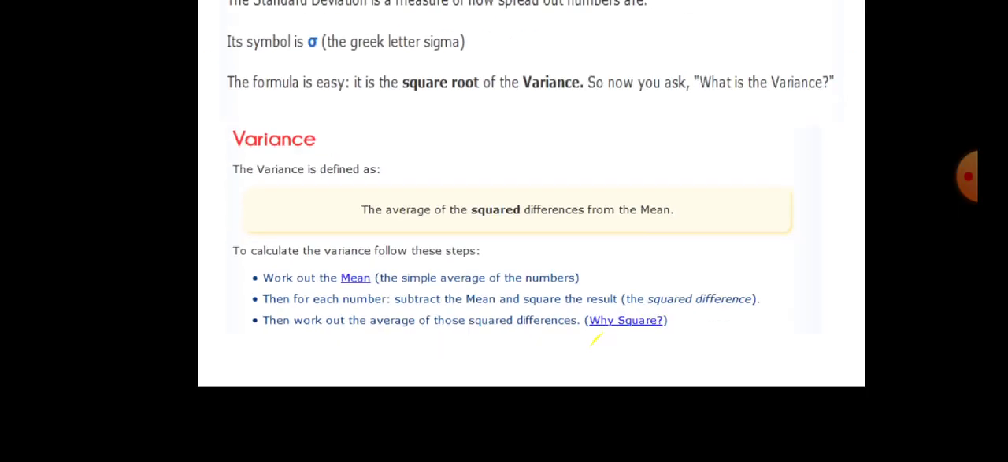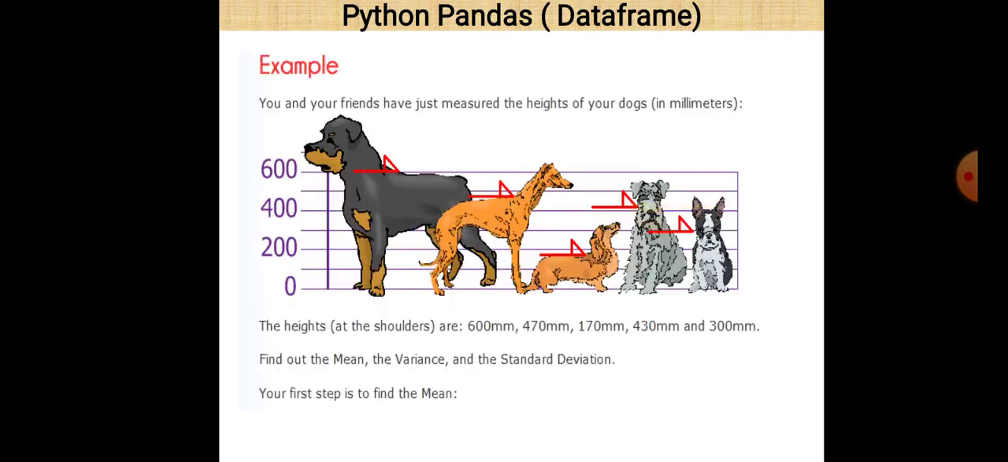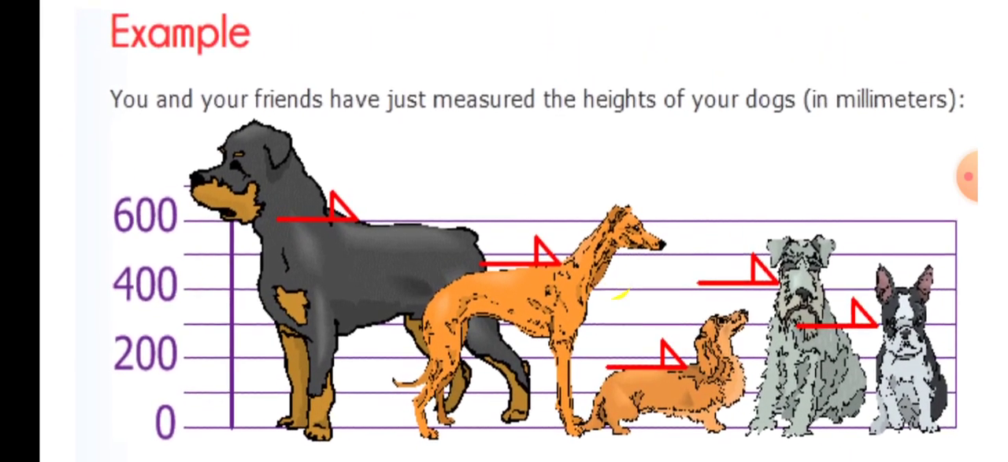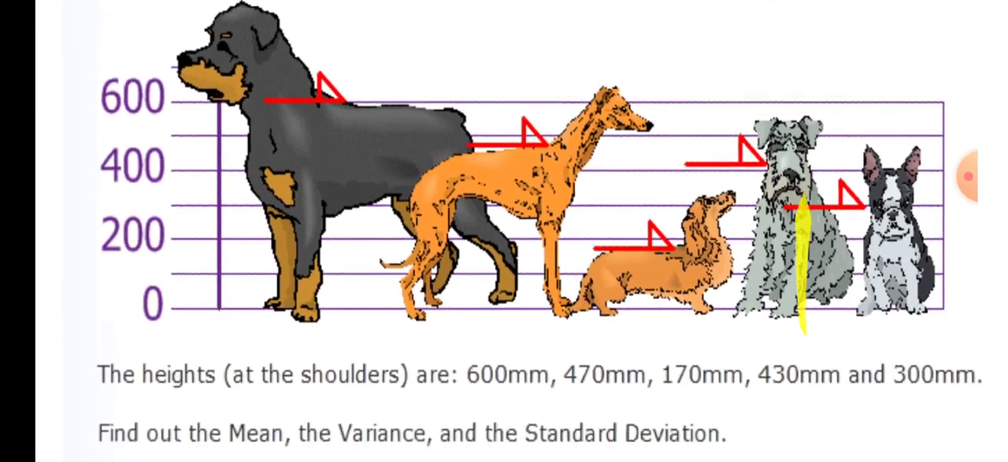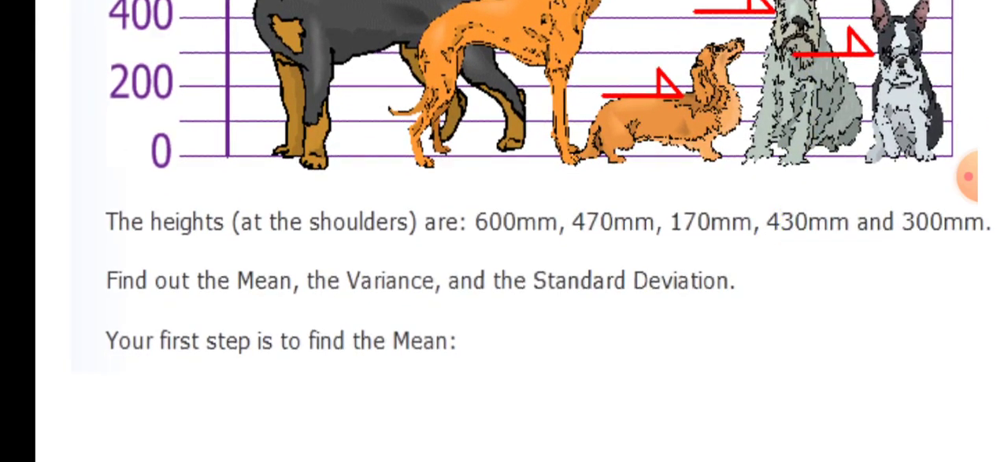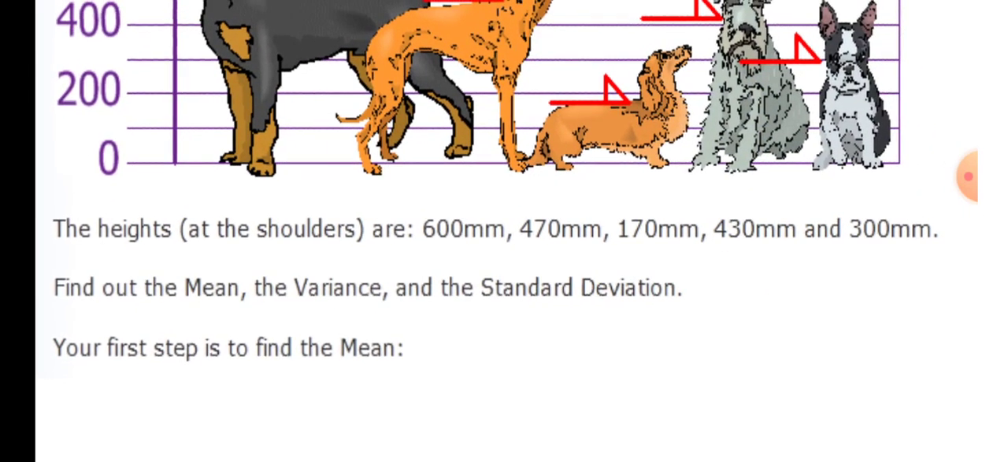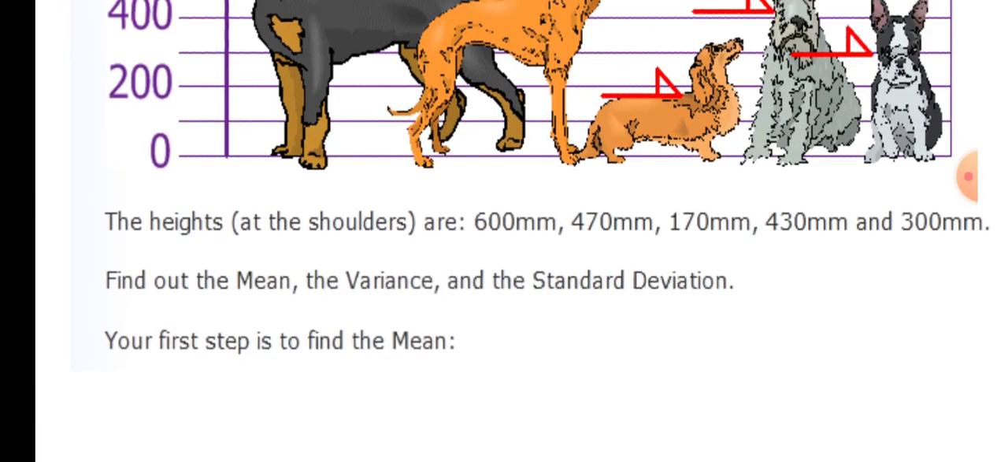So let us take an example first. You can easily see there is a small example here. There are different types of dogs, and they have different heights. The height is considered in millimeters. The heights at the shoulders are 600 millimeters, 470 millimeters, 170 millimeters, 430 millimeters, and 300 millimeters.